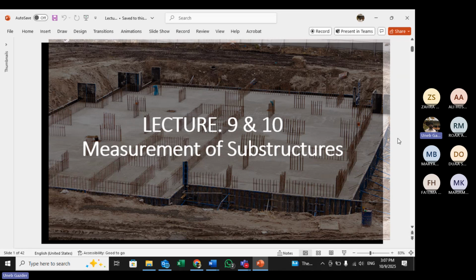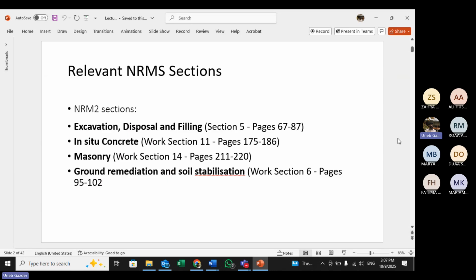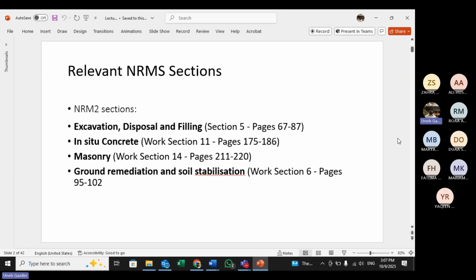In this lecture, we will be going through the measurement of substructures. We already started with the measurement of steel and with the dimension sheet. In this lecture, you will see how we can use the same concepts for measurements of substructures. The sections of NRM which we will be discussing through these slides are related to excavation and groundwork, some concreting, masonry, and ground remediation or soil stabilization.